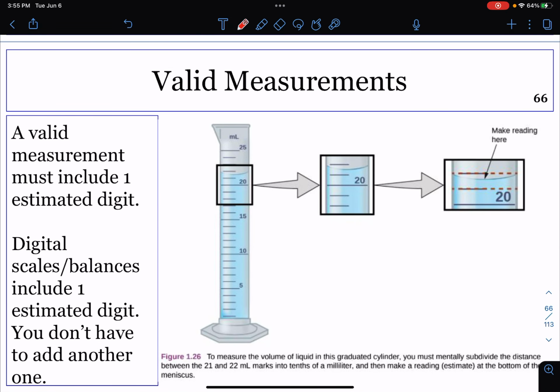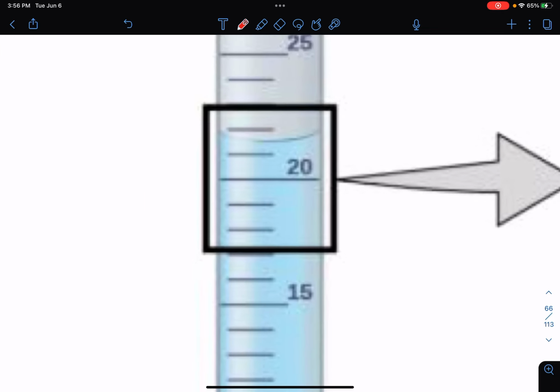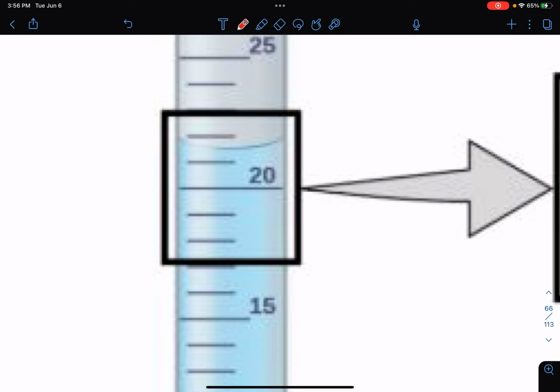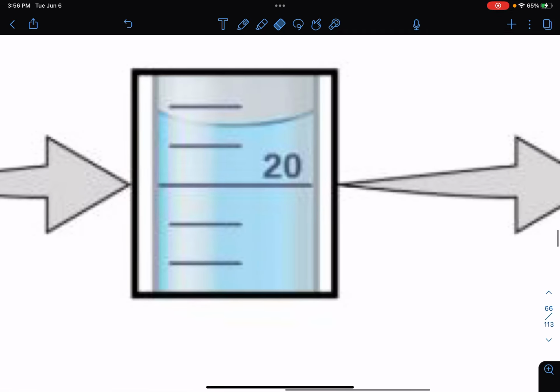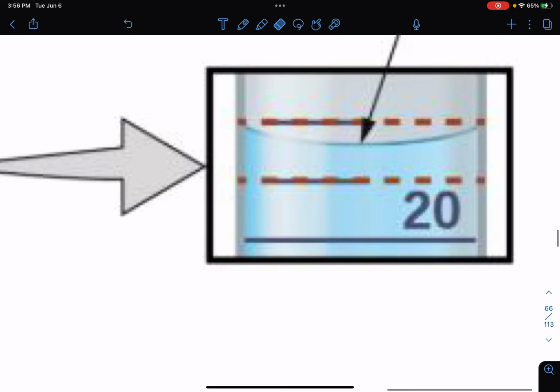A valid measurement must include one estimated digit. When measuring with a ruler or graduated cylinder or any other device that has tick marks, the recorded value must include one estimated digit between the smallest tick mark. So let's look at this graduated cylinder. We can see that the tick marks here are measuring to the 1 whole milliliter. So when we are going to measure where the bottom of the meniscus, remember there's your meniscus, we need to measure to the bottom of it.